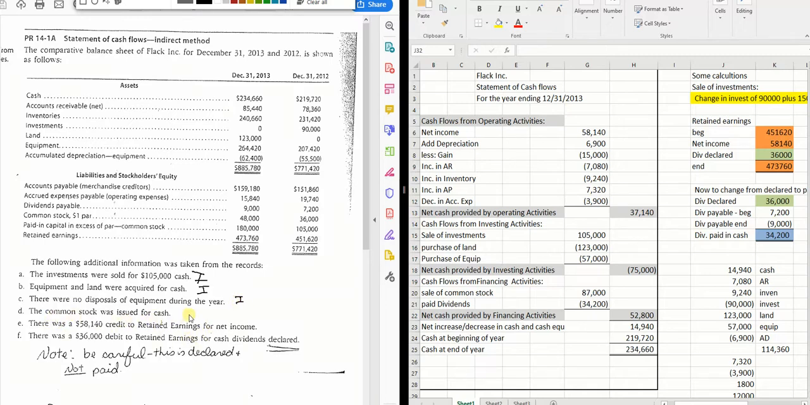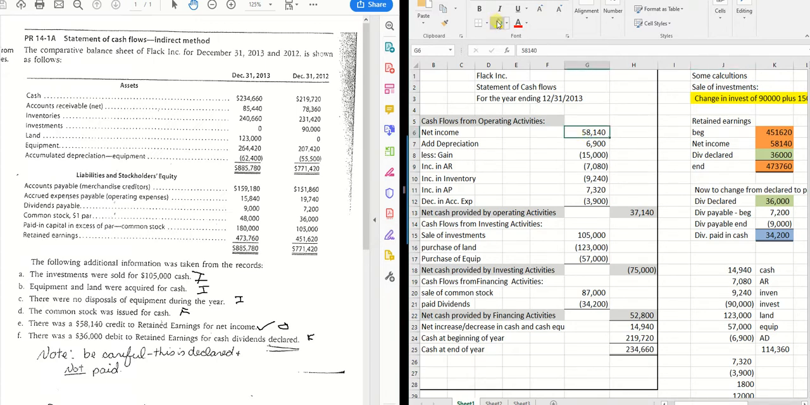Common stock was issued for cash. That's financing. There was a $50,800 credit to retained earnings for net income. Yay, that goes in the operating. And there was a $36,000 debit to retained earnings for cash dividends declared. Okay, and cash dividends goes in the financing. Okay, so now I'm going to start out with net income, $58,140. So I'm going to put that right there.